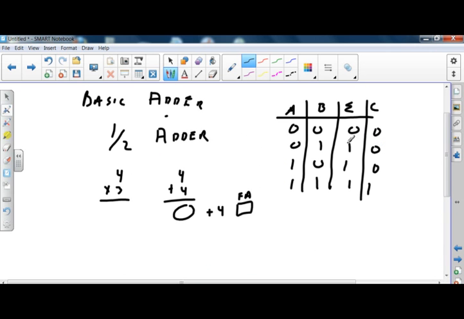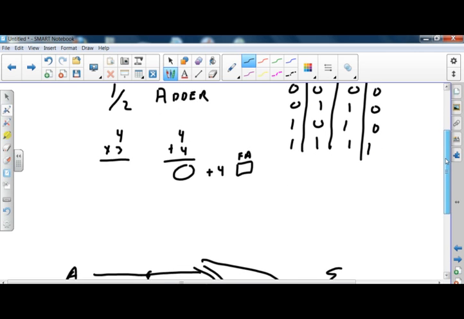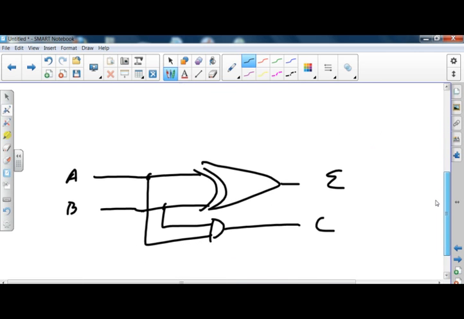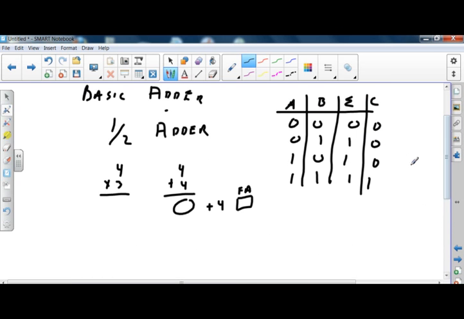I get 0, 1, 1, 0. I get ones. I get a carry out. But in the half adder, something's wrong here. Summation 0, right? There we go. That's better.